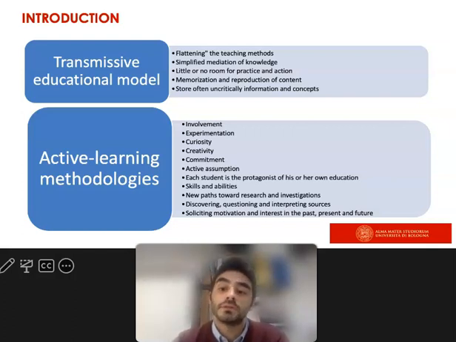Through constructive learning methodologies, it is possible to promote active learning, which aims not only at the acquisition of knowledge, but also at the mastery of skills and abilities that allow it to be increased and renewed, which in the context of teaching and learning history means opening new paths toward research and investigation, discovering, questioning and interpreting sources, and thus soliciting motivation and interest in the past, present and future.